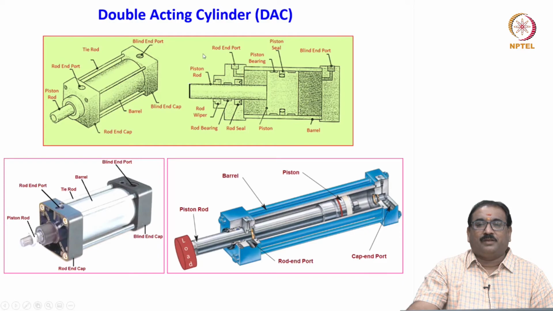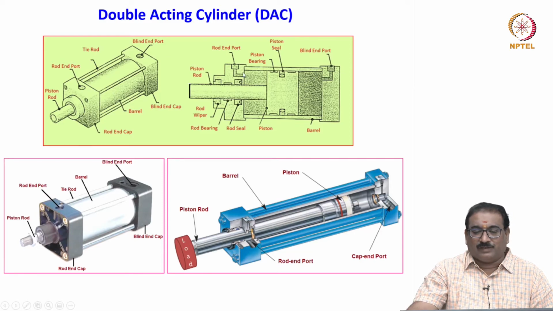Now, we will see the constructional details of the double acting cylinder with a single rod. See here, friends, how it looks. I have shown the 3 dimensional schematic diagram as well as the actual double acting cylinder. It is a cut section model. Here is the piston rod, which carries the load. The rod end port, here the blind end port. It is a blind end cap, also known as the rod end cap. This is a barrel. You will see the tie rods.